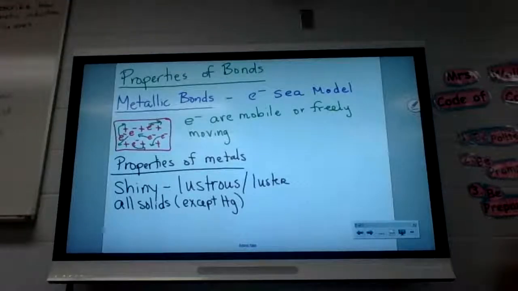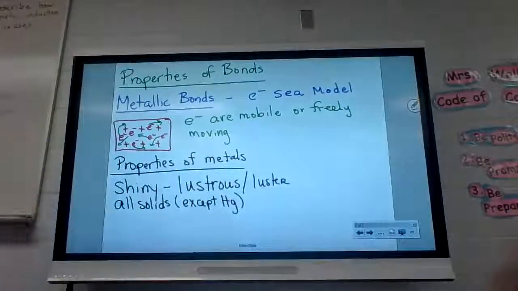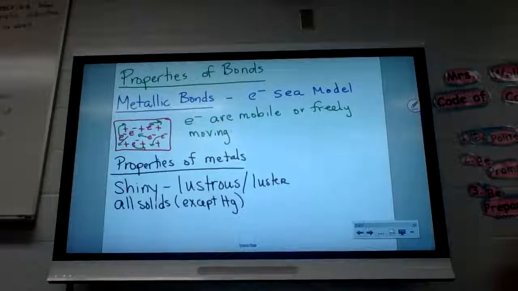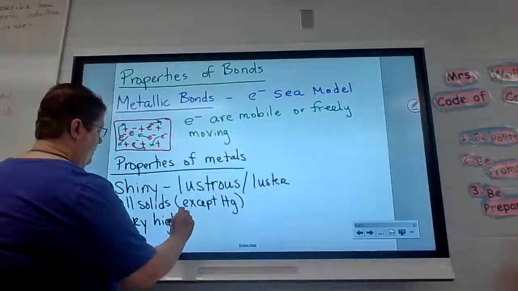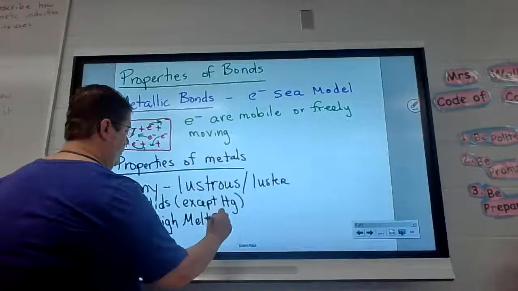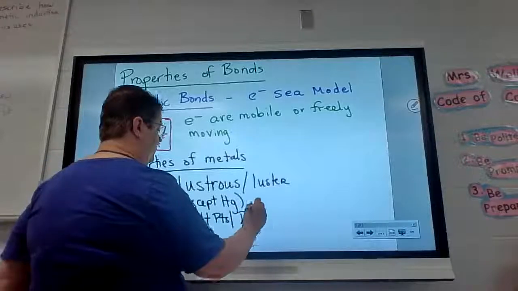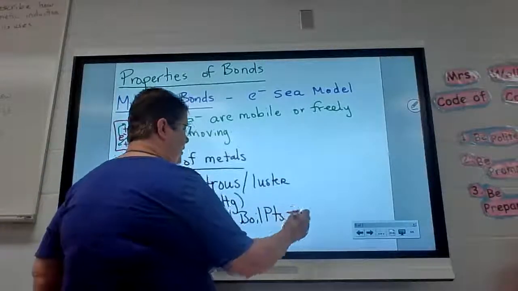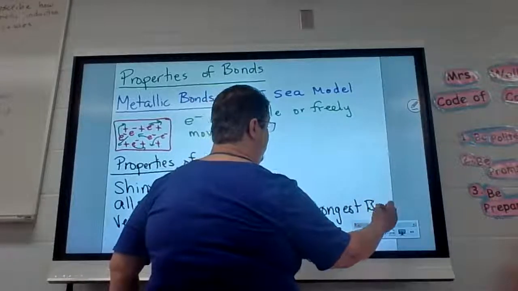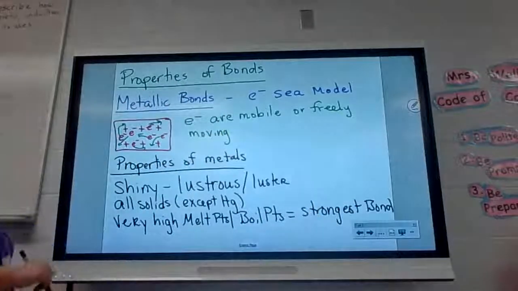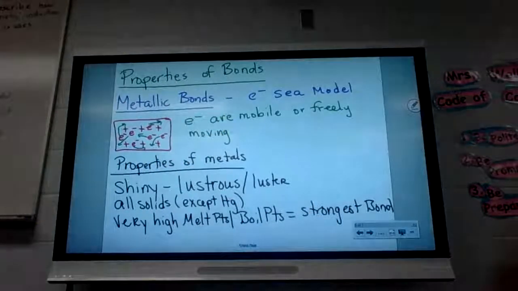All right, so what other things do metals do? We're looking for some metal properties. There's one that I'm expecting y'all to get. The other two I'm not expecting. We're going to talk about that. They have very high melting and boiling points. And the reason for that is they are the strongest bond, which plays into tomorrow's discussion. So they're going to have the highest melting and boiling points.